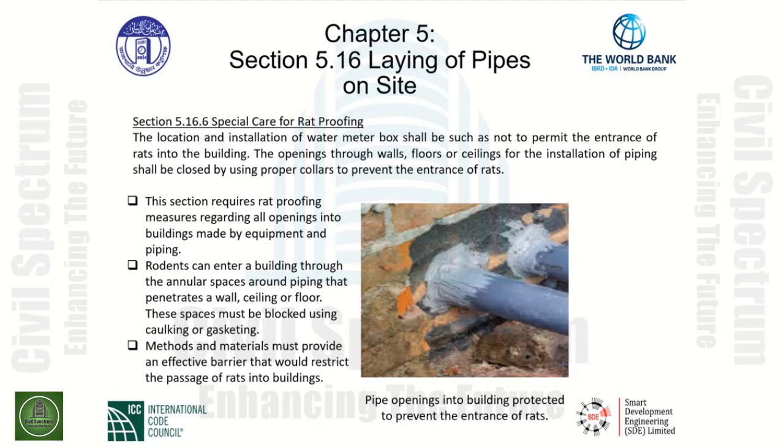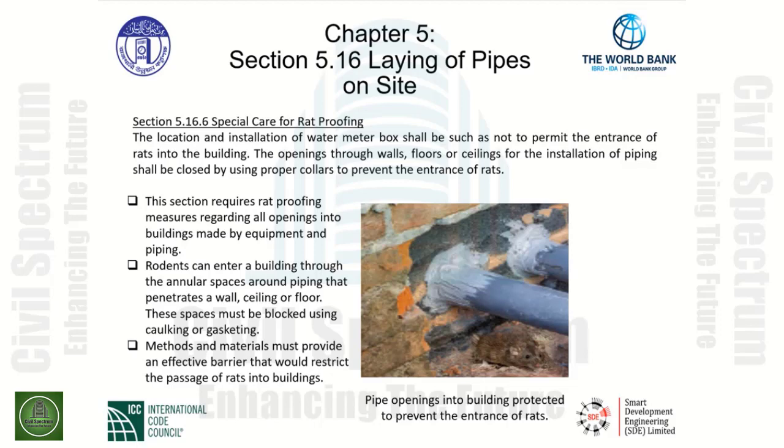The opening through walls, floors, or ceilings for the installation of piping shall be closed by using proper collars to prevent the entrance of rats. This section requires rat-proofing measures regarding all openings into buildings made by equipment and also piping.